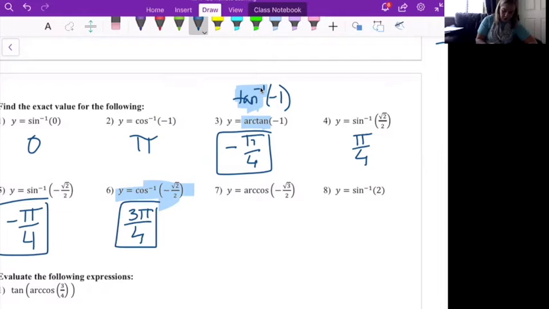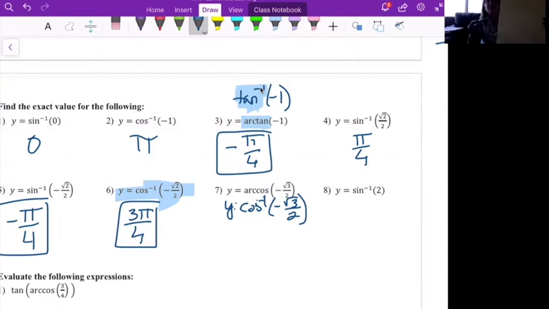And again, arc cosine is the same thing as cosine inverse of negative root 3 over 2. And so again, because we're doing cosine, we want it between 0 and pi. So we look at our unit circle, we're going to be in quadrant 2. And then we look at negative root 3 over 2. So that's going to be 5 pi over 6.